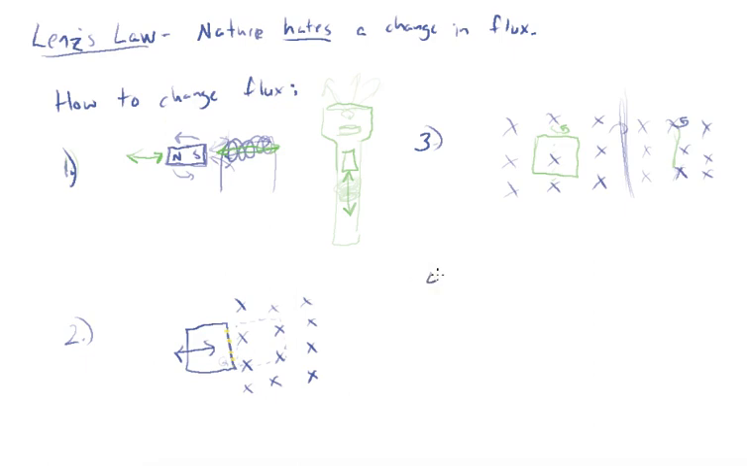A fourth way would be to change the area. You can imagine, if I just use this same picture again, if I took this loop and I suddenly grabbed it and stretched it out and expanded it so it was bigger, well, then it'd have more flux going through it. Same magnetic field and everything like that, but we'd have more flux by changing the area.